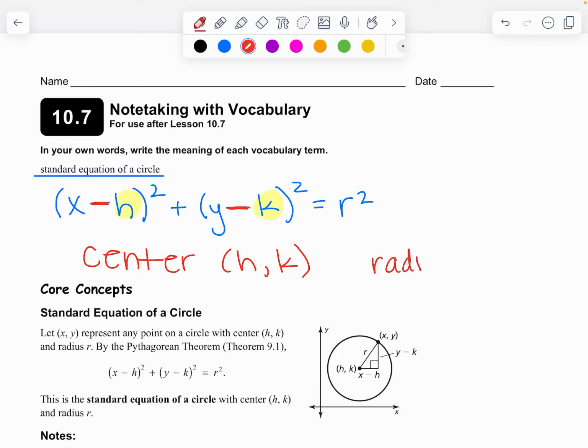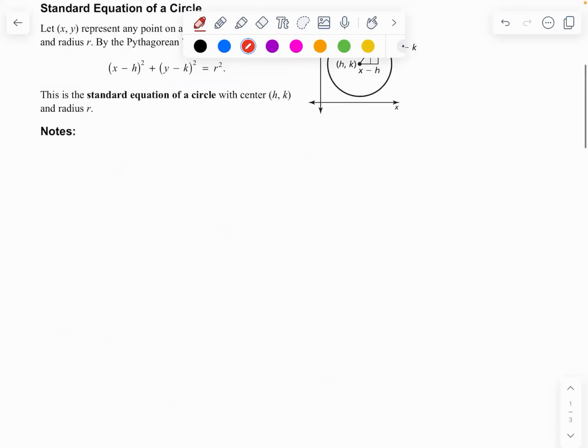And then our radius is r. If you can pick out the center and you know the radius, we can graph a circle. So there's three things that you need: the x and y coordinates of the center and the radius. That's it. So let's first work on writing the equation. Go to the top of page 311.